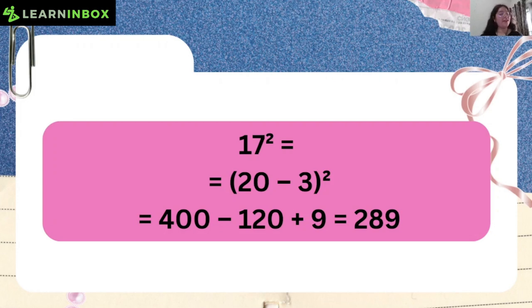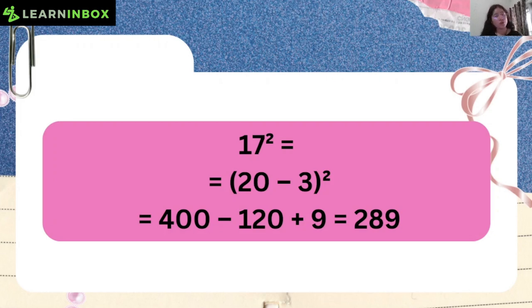between 20 and 3. So 20 squared minus 2 times 20 times 3, plus 3 squared, which is 400 minus 120 plus 9. Here you have used the algebraic identity (a minus b) whole square is equal to a square plus b square minus 2ab. On solving this, you simply get 289.